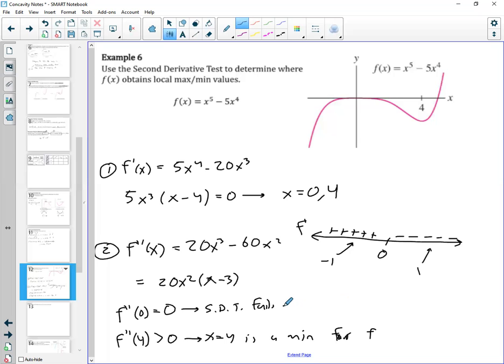This tells me that, 0, sorry. So x equals 0 is a max. Remember, this is like positive slope, 0 slope, negative slope. That makes it a maximum of f by the first derivative test.